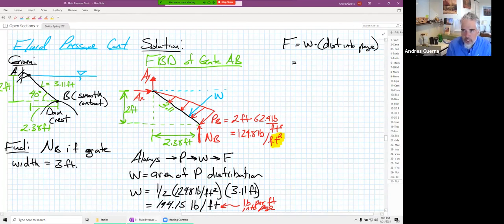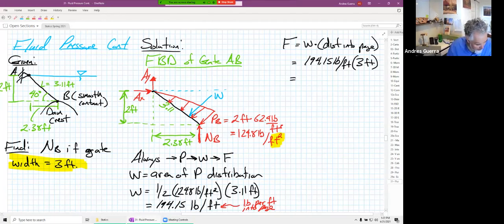And so that's going to be 194.15 pounds per foot. Our distance into the page, they gave us over here, actually in the find statement, if the gate width is equal to 3 feet. And that's the 3 feet into the page there. And we're going to end up with F is going to be equal to 582.4 pounds per foot.